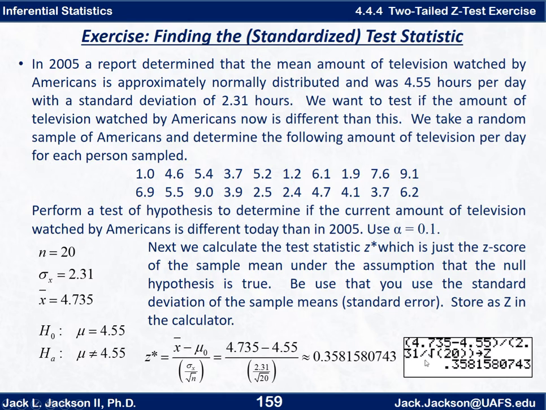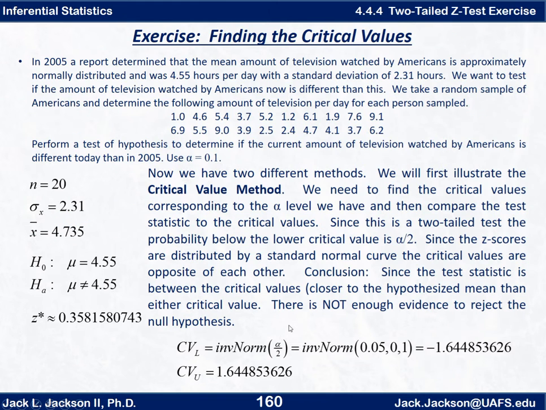You can see how I typed it in the calculator right here on the right, and we see that it's 0.35815, etc. And it's probably useful to store that as z. Notice in the calculator I went ahead and stored that as z, so I don't have to type all these digits in again later. We only want to round off our final answer. We want to leave all the digits we have in the calculator, since we'll get a more accurate answer that way at the end.